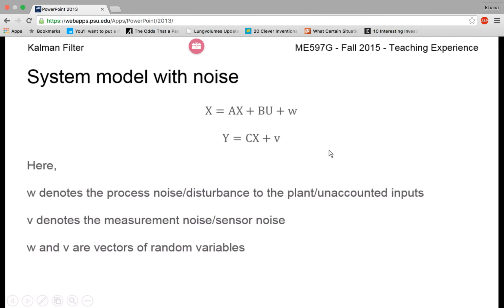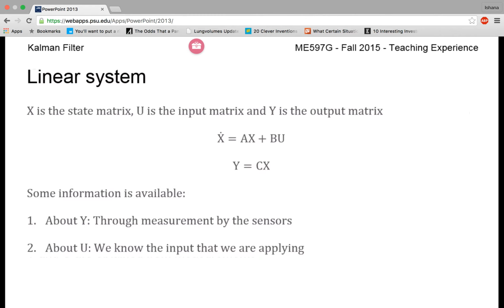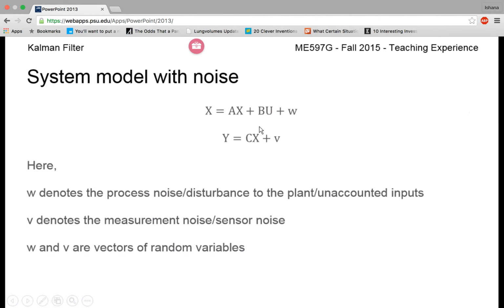Now let us talk about the actual system model. The system model that we introduced for the linear system is basically an ideal system, and it does not account for noise. So let us talk about the system where we have accounted for noise.